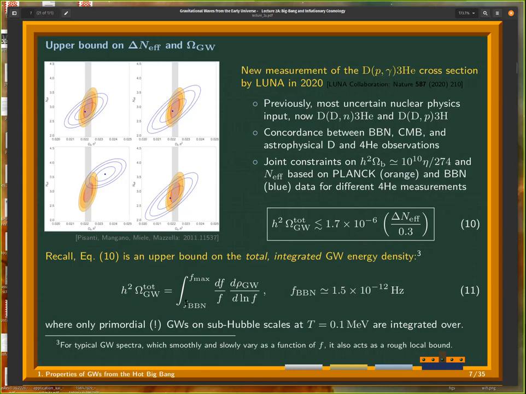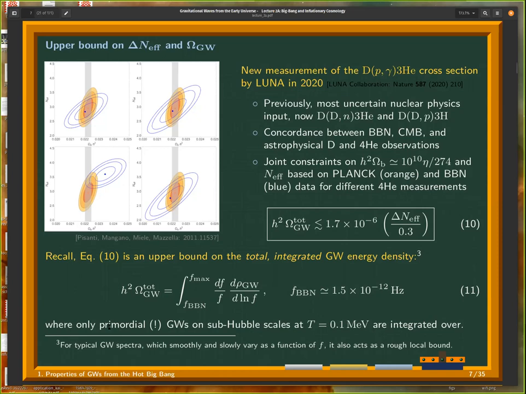But we have to start at some finite frequency, f_BBN, which is around 10 to the minus 12 hertz, because these are the gravitational waves that are basically as big as the Hubble radius at the time of BBN. If you look at gravitational waves at even lower frequencies, at even larger wavelengths, they don't fit inside the Hubble radius anymore at the time of BBN. So they do not contribute as propagating relativistic degrees of freedom to this total energy density that we can constrain with measurements of delta N effective.